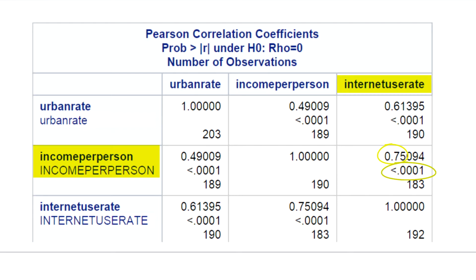Now we can actually interpret the scatter plots and the coefficients together. The association between internet use rate and income is fairly strong, and it's also positive, as the scatter plot had already shown us. The association between internet use rate and urban rate is also positive, but slightly more modest, at 0.61. Both are statistically significant. That is, for both associations, it's highly unlikely that a relationship of this magnitude would be due to chance alone.